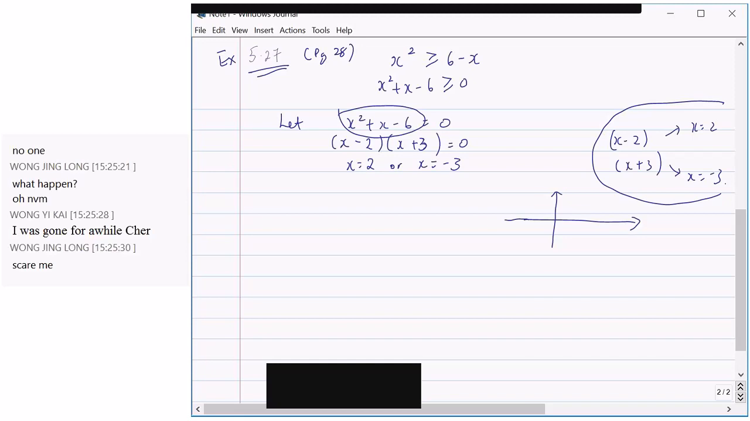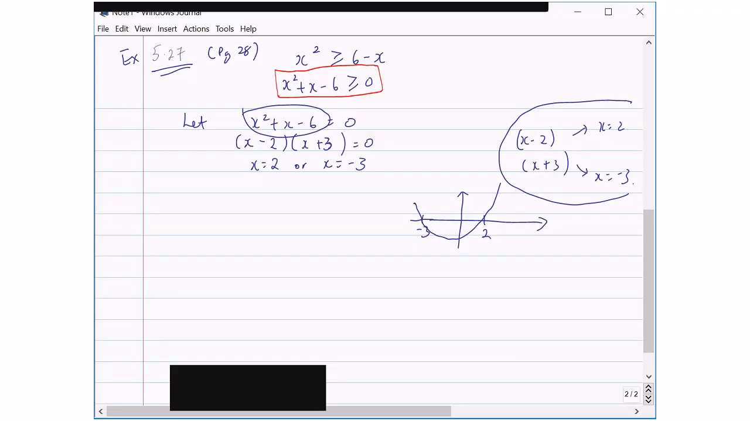Okay, so the two x-intercepts are minus 3, which is here, and 2 is somewhere here. Smiling curve, so let me sketch. Smiling curve looks something like that. Let's see which region we are interested in. Go back to the quadratic inequality. We're interested in where the graph is bigger than or equal to 0. So positive. I want the part of the curve where it's positive. So we're interested in this part and this part, correct or not?